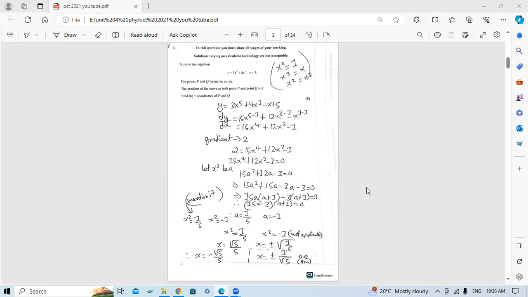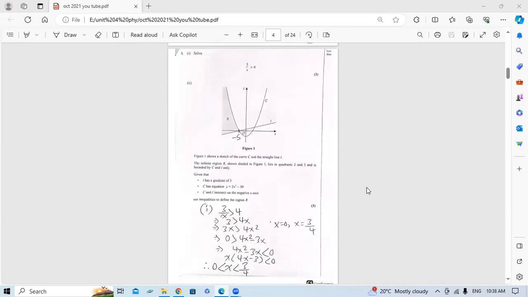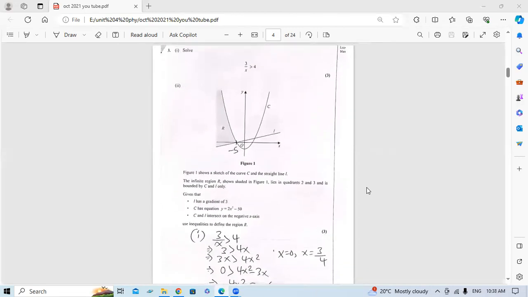So let's move on to question number 3 then. Solve 3 by x greater than 4.